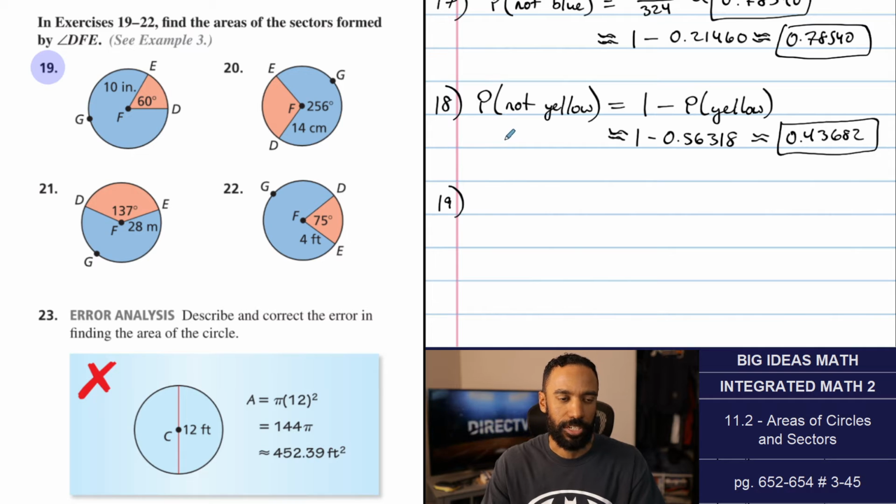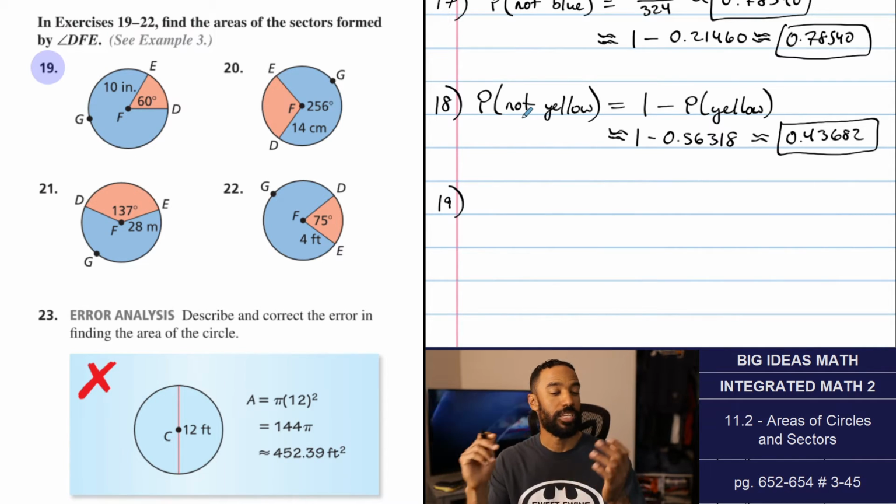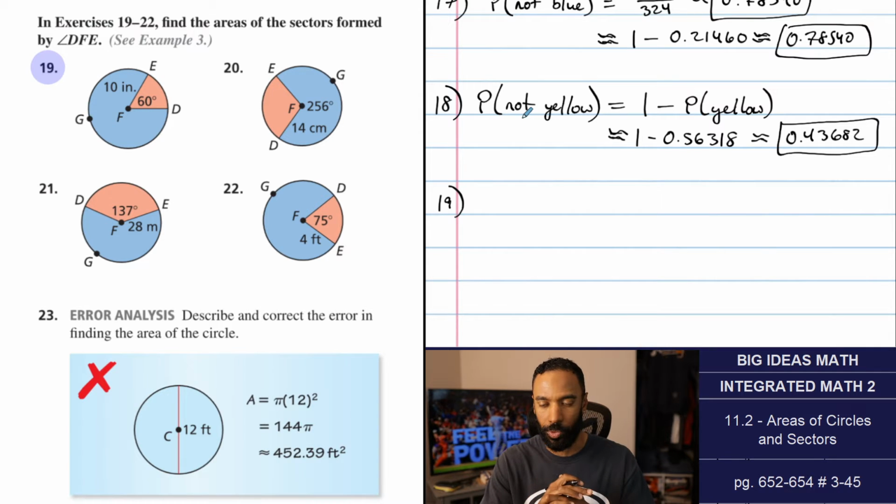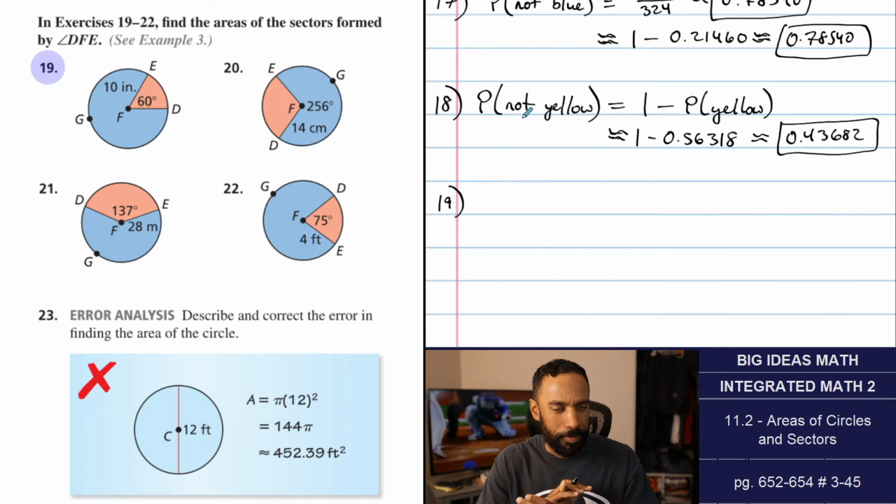Find the areas of the sectors formed by angle DFE. Now, when they say sectors, there are two of them. There's that salmon-colored one and that blue one, depending on what your screen color looks like. You can call it pink, red, orange, whatever. I'm going to call it salmon.